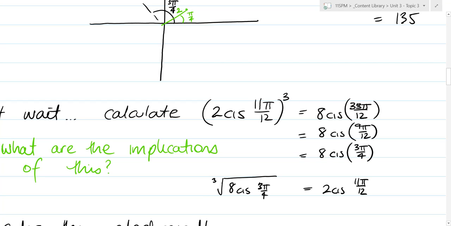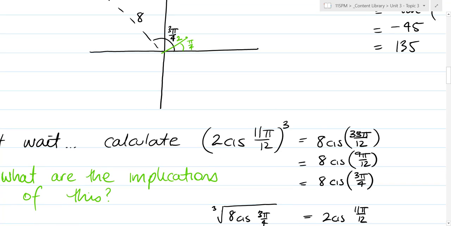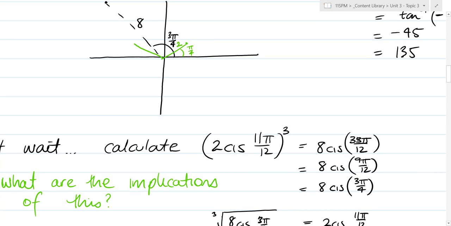No, it's not. That's wrong. It's over here. That's 2, and this angle here is 11 pi on 12. So we've got a second solution. And how many solutions did we suggest there were? 3. There's going to be another one down here somewhere. How do we find those solutions?